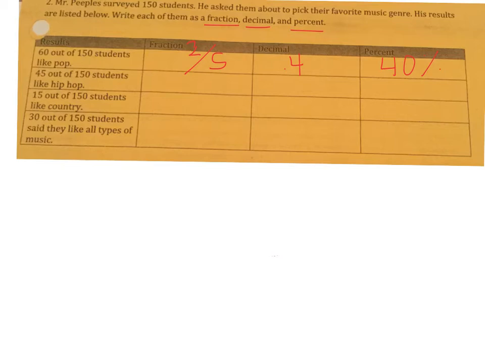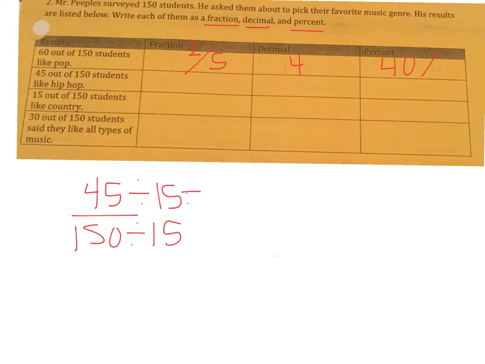All right, so our next problem, we have 45 out of 150 students that like hip hop. So we've written that as a fraction, but we need to make sure that we simplify. So I'm going to simplify both of those by 15. So 45 divided by 15, or think of it as how many times does 15 go into 45, which would be 3. And then 150 divided by 15, or how many times does 15 go into 150, which would be 10. So we have 3/10.